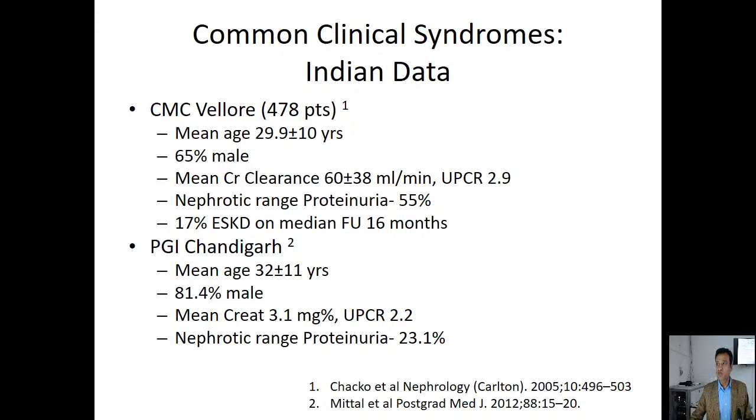The other study from PGI is a smaller study and basically looked at patients who were only admitted. So it's not an OPD follow-up. They looked at the presentation in these patients. The mean age was 32. 81% were males. Patients had much higher serum creatinine, indicating again late stage of the disease. Urine protein creatinine ratio was 2.2 and nephrotic range proteinuria was in 23.1%.